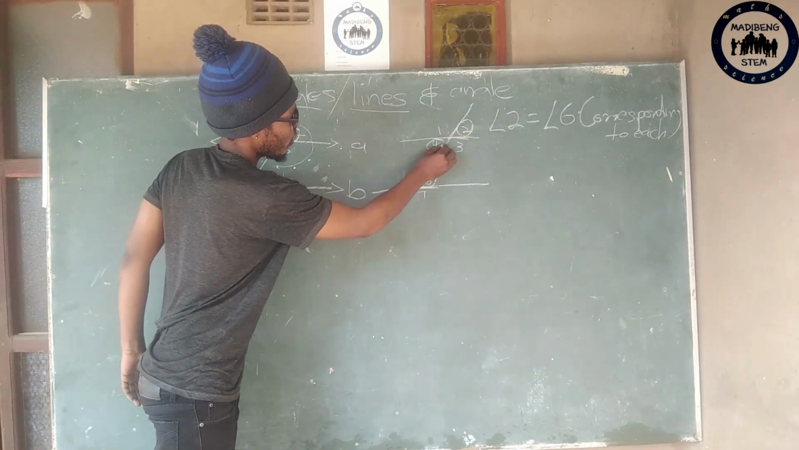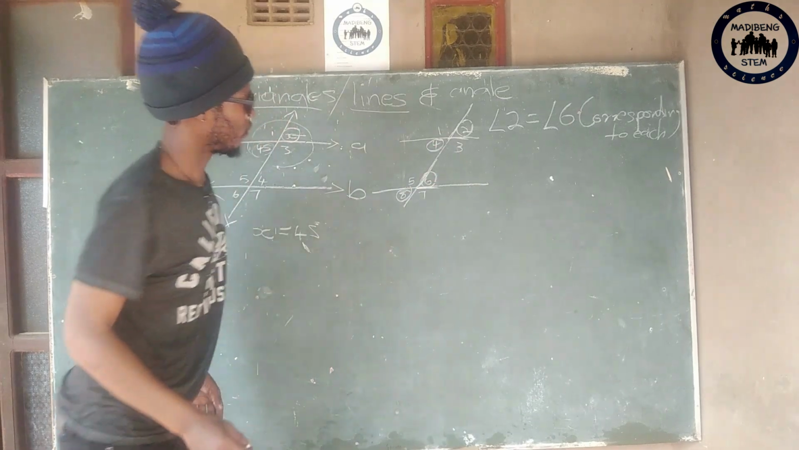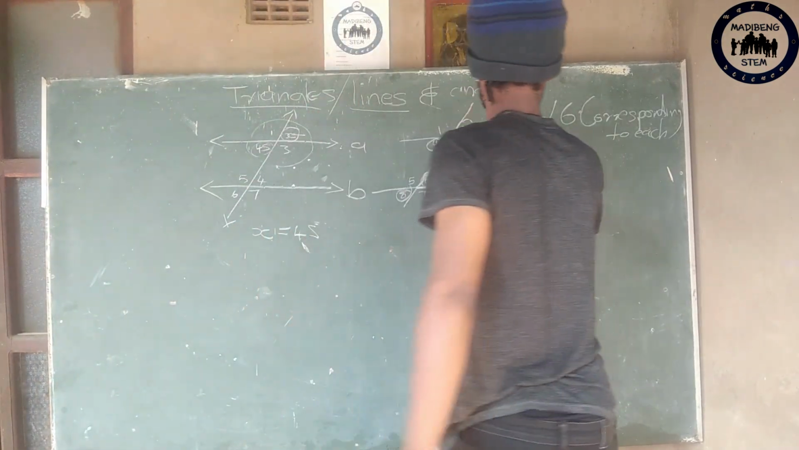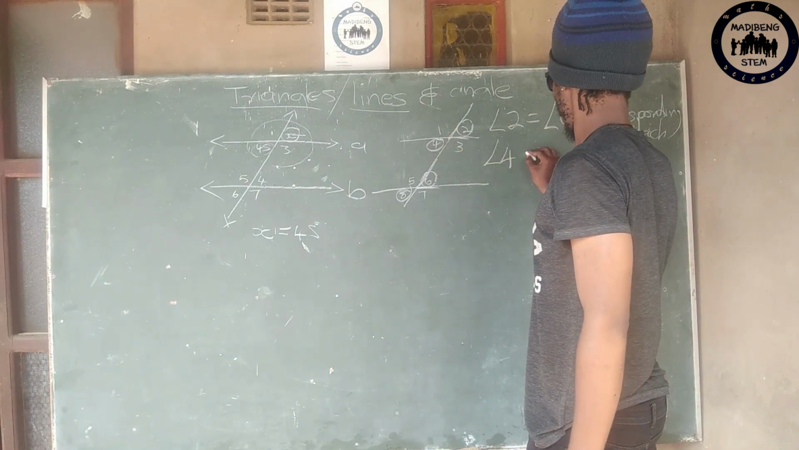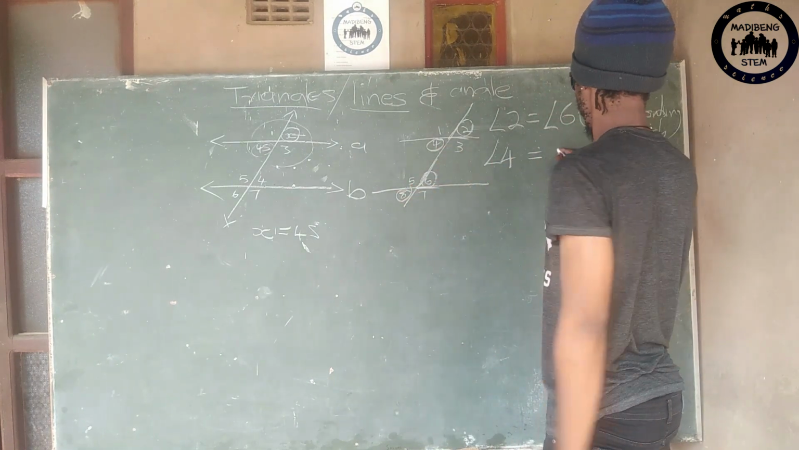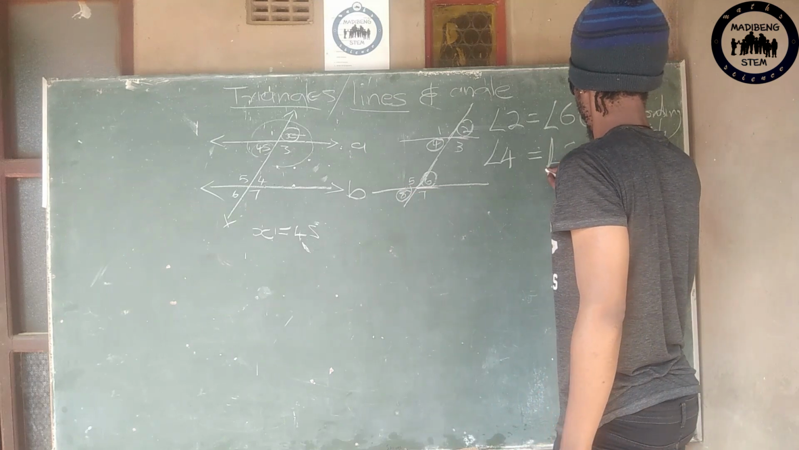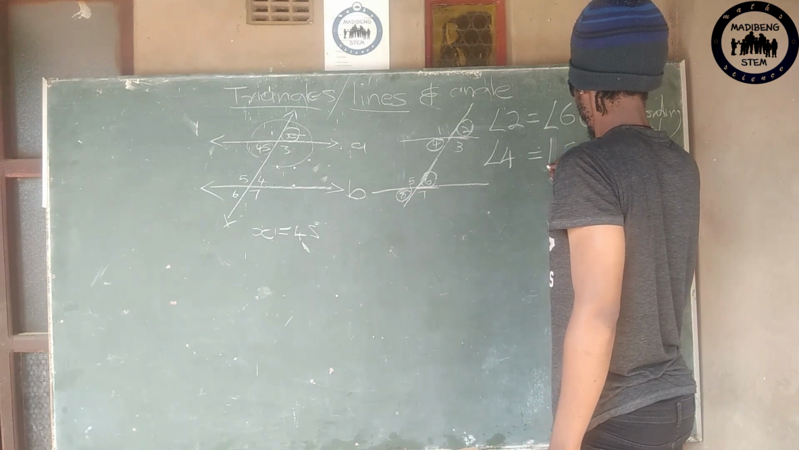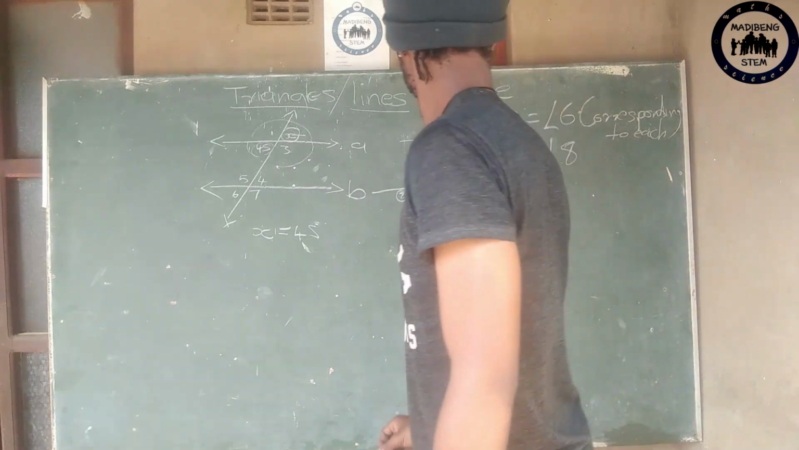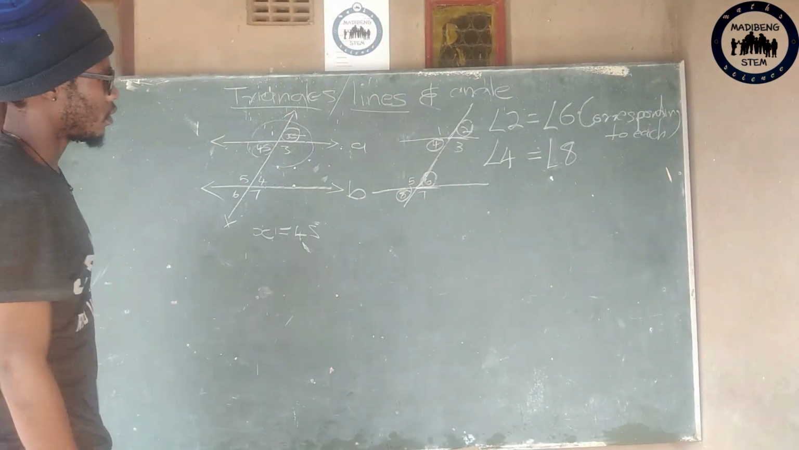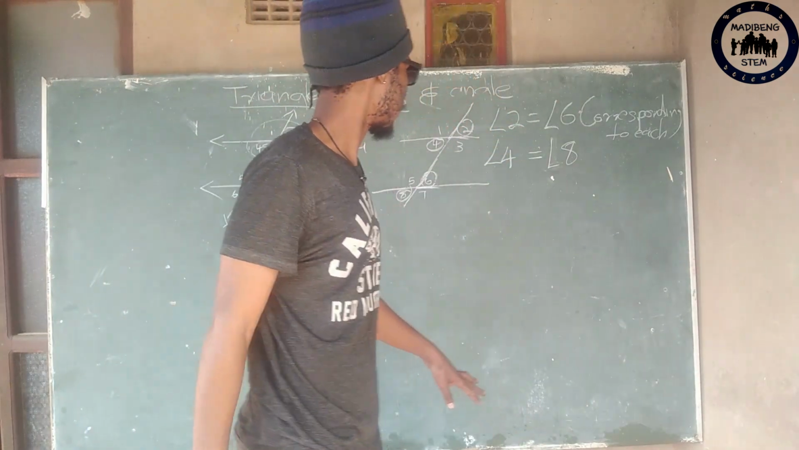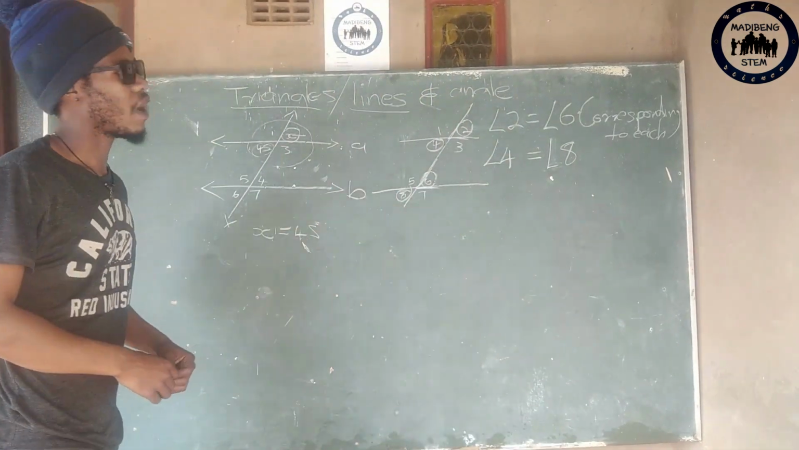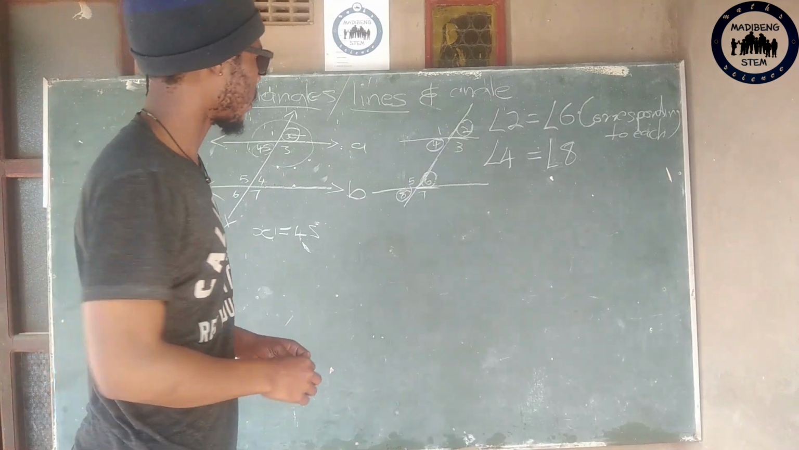And also 4 and 8. They are also corresponding angles. Angle 4 is equal to angle 8. Corresponding angles and vertical angles. We have alternating interior angles.